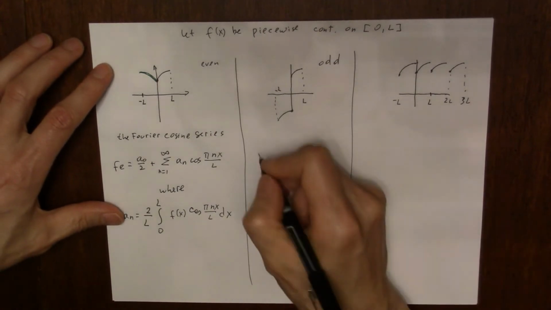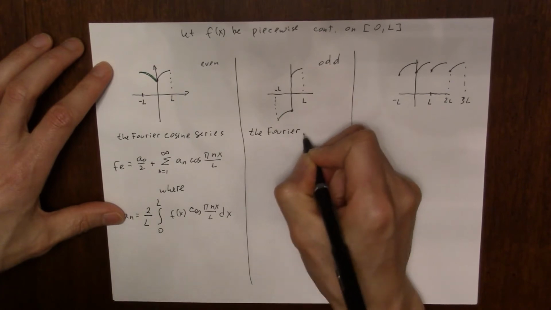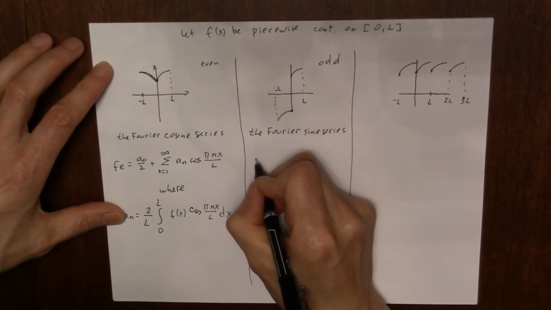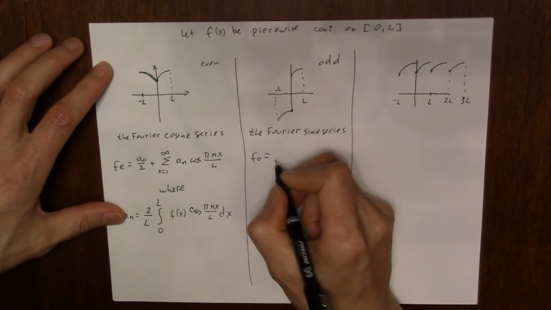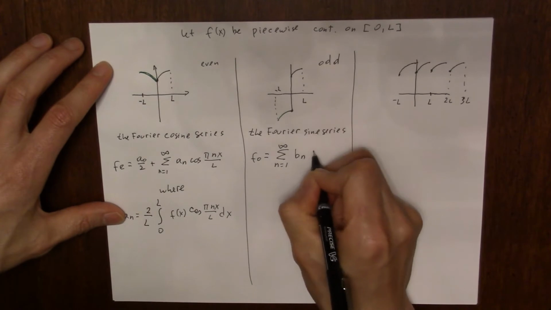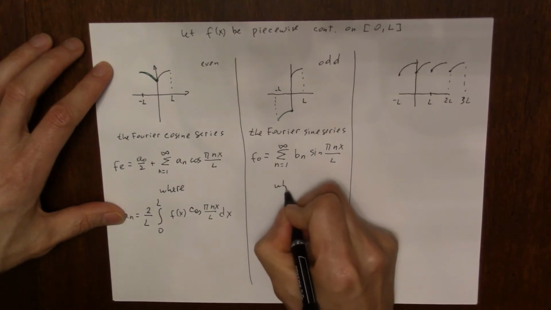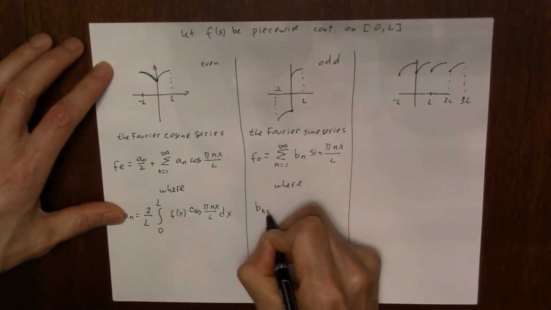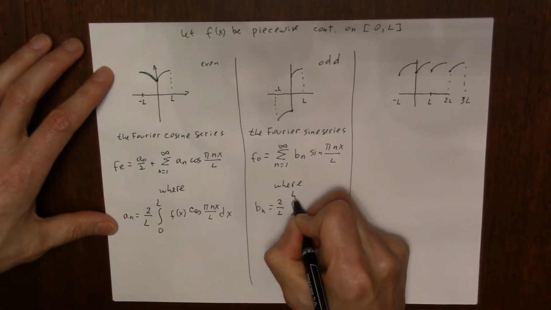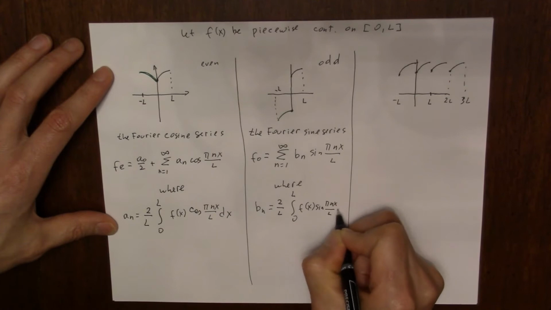In the second case, we're going to get the Fourier sine series. So we will say f odd equals sum from 1 to infinity, bn sine of pi n x over L, where bn equals 2 over L integral 0 to L f of x sine of pi n x over L dx.